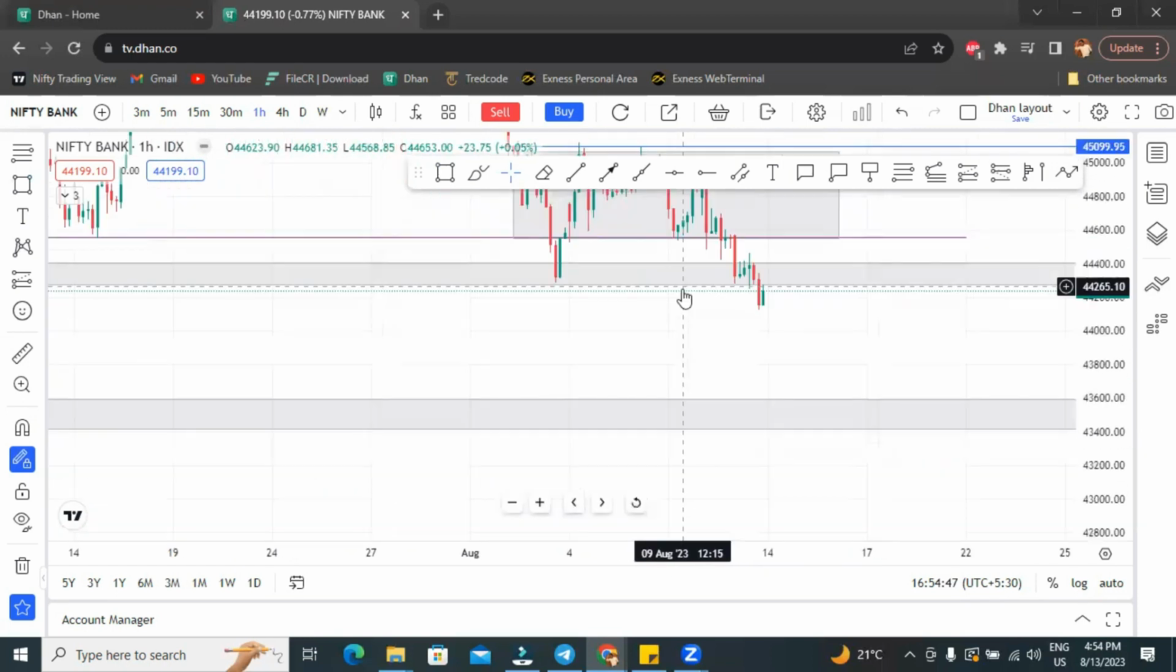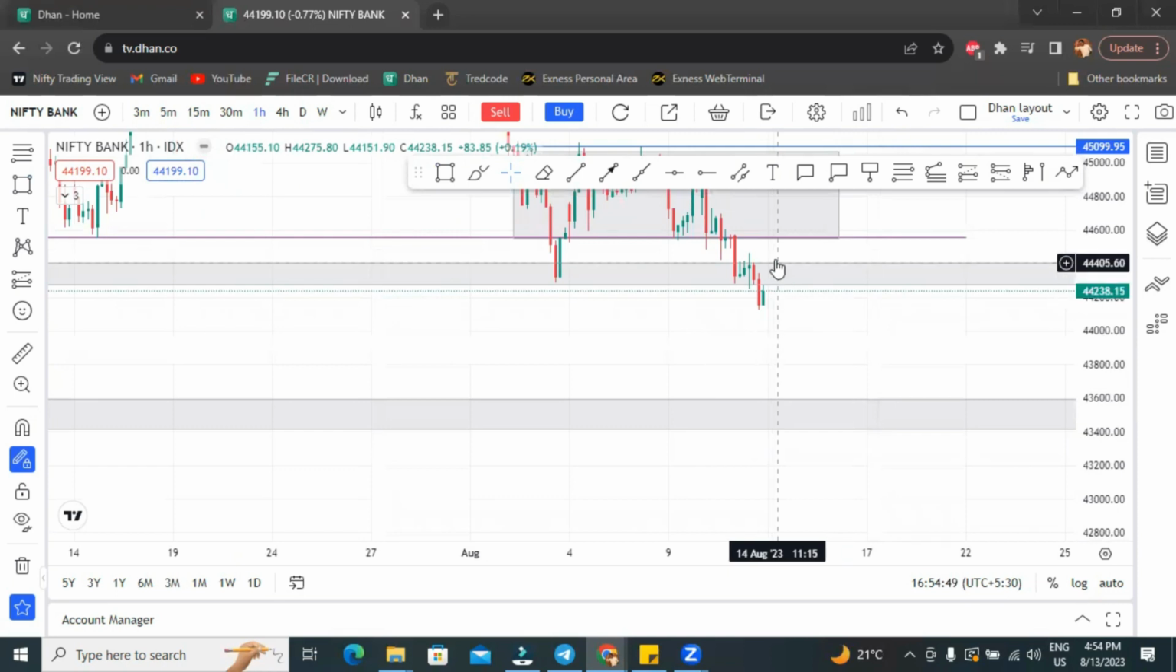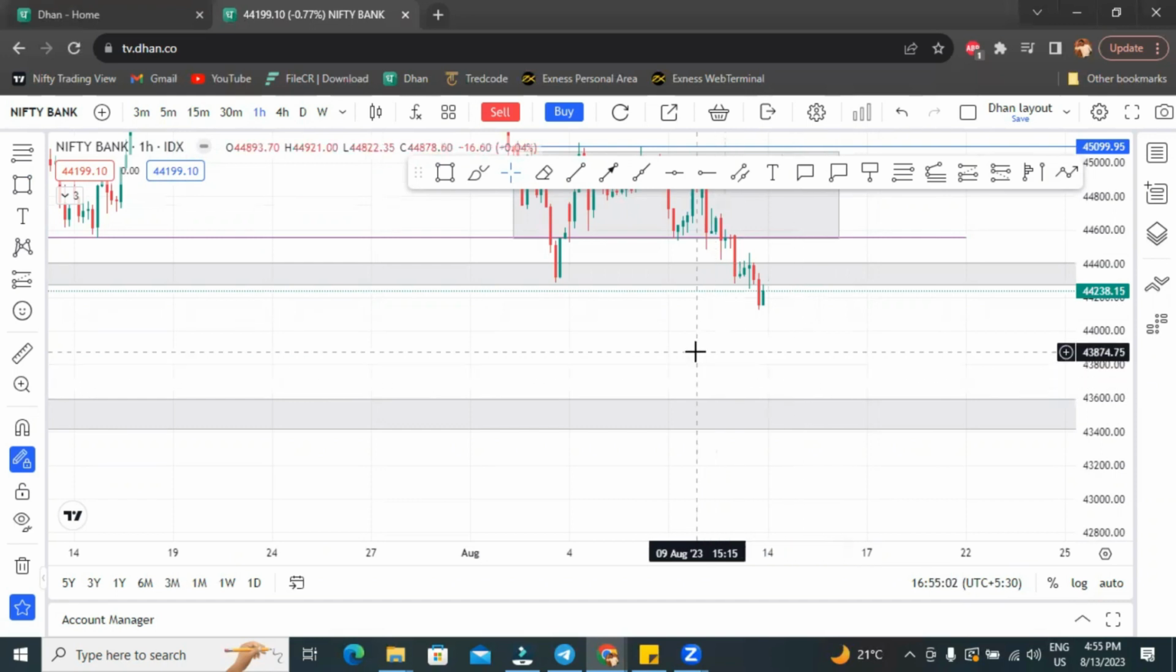Or else, if it opens flat or gap down, or below the 44,400 area, then we can wait for a confirmation for the selling side. Then we will plan our selling till our round level, which is 44,000. If it goes below this level and sustains, then we can plan the next 400 to 500 points move.